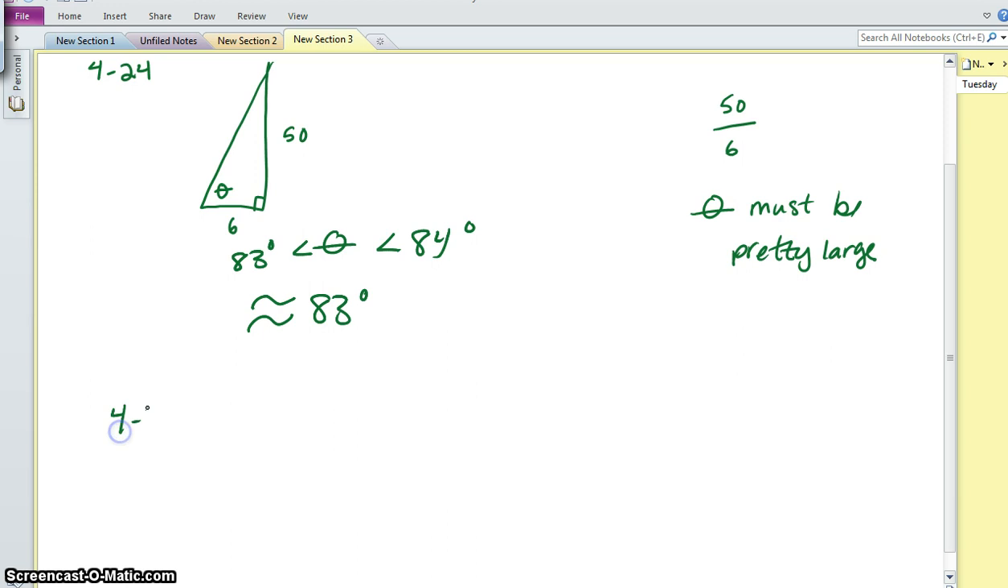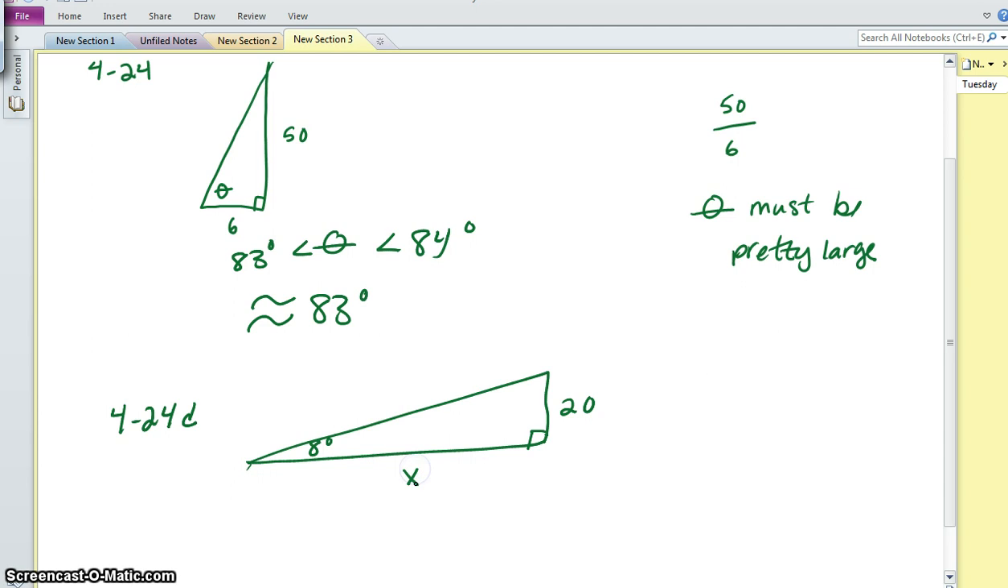4-24d shows us this triangle. And you're whipping up these triangles every time you see one. You're getting better and better at drawing them. Now we knew that at 11 degrees there was a 1-to-5 slope ratio. So I believe that at 8 degrees, what's going to happen to that ratio? Well, let's take a look.